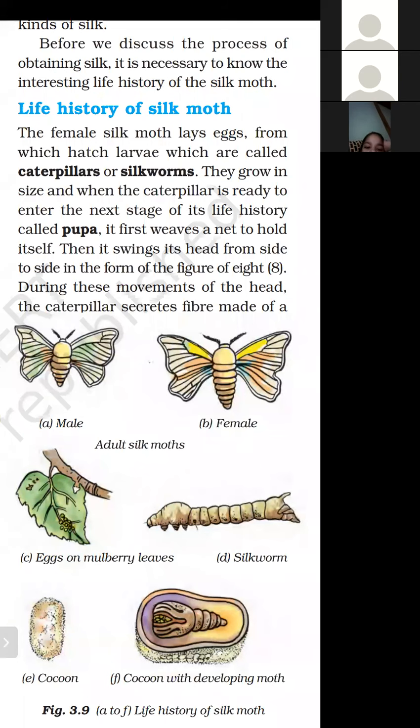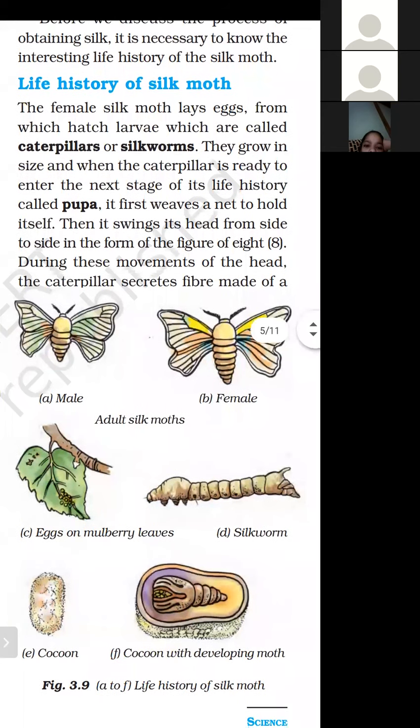Then it swings its head from side to side in the form of a figure of 8. As we write the numerical 8, it weaves a structure like an 8. It starts weaving as a spider weaves its web. In the same manner the pupa also starts weaving its web, but the shape of that web is like an 8.